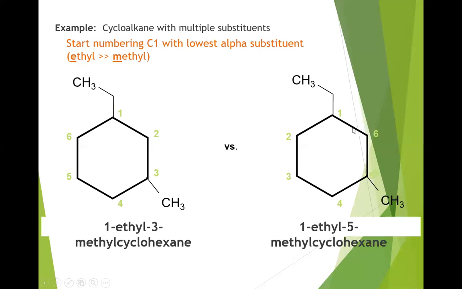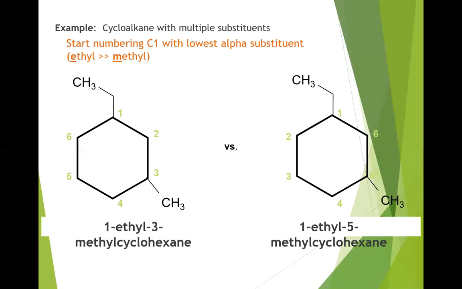Now, the name for this other compound, though they are the same, the numbering makes them different. In this case, we have number 1 here for ethyl, 1-ethyl, but now 5-methyl. So that means the numbering goes in the anti-clockwise direction. When it is going anti-clockwise, number 1, 2, 3, 4, 5, so the methyl group is on number 5. Methyl cyclohexane. So which of these 2 is correct?